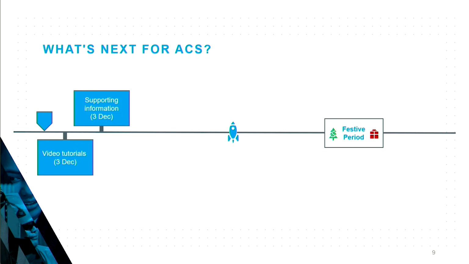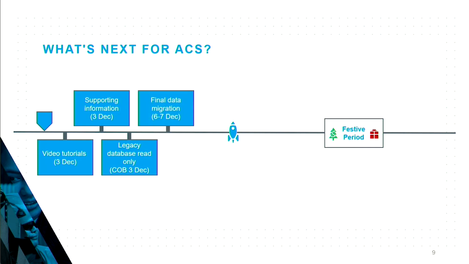And you can see that the next couple of items are the supporting information and video tutorials, which we will send out on the 3rd of December. This will be sent out by email and also published on the Transpower website. On the same day, we will also move the legacy ACS database through to read-only, which means all of the users will be moved through to view only and will not be able to edit their ACSs.